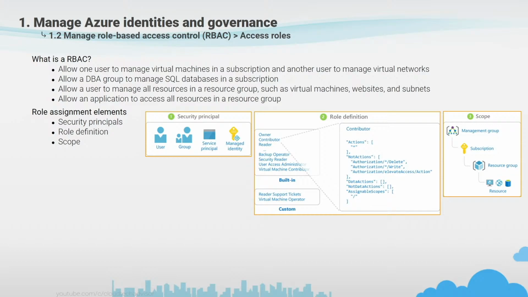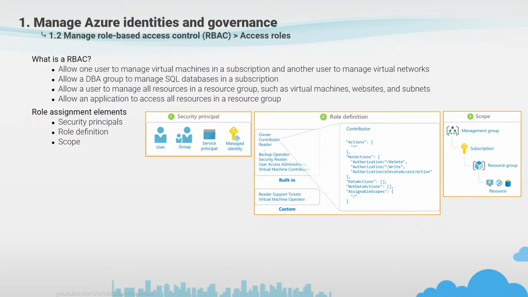A role definition is a collection of permissions. It's sometimes just called a role. A role is defining the operation that can be performed, such as read, write, delete, and other type of operation. Roles can be high level, like owner, or specific, like virtual machine readers. We already saw in previous demos there are several built-in roles that you can use, like owner, contributor, reader, or user access administrator.